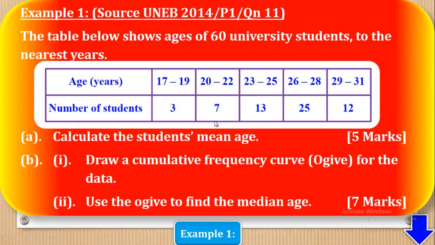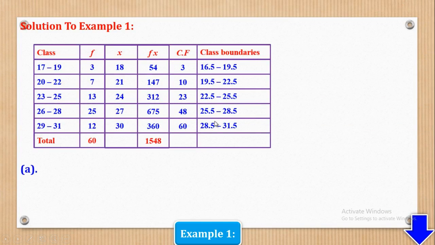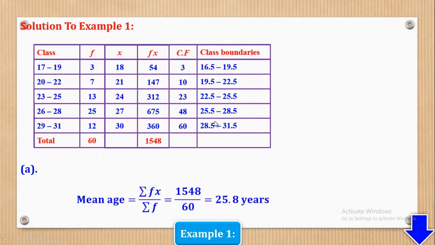So the first question was that we calculate the student's mean age. So we shall say that the mean is given by the formula summation of fx over summation of f, and our summation of fx is 1548, which is that. Summation of f will be 60, which is that. So when I divide, I'll come up with 25.8 years. So basically that's what they wanted in that part.